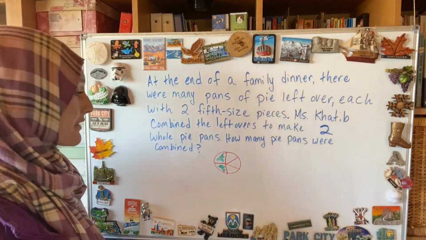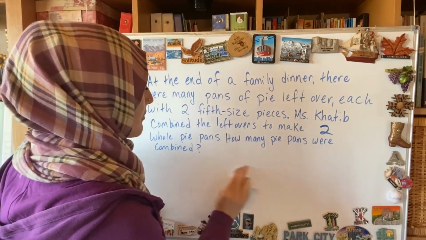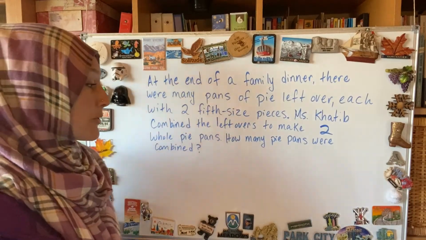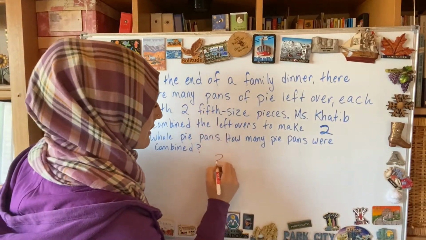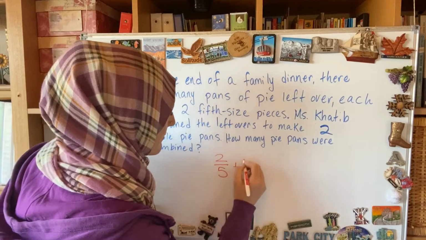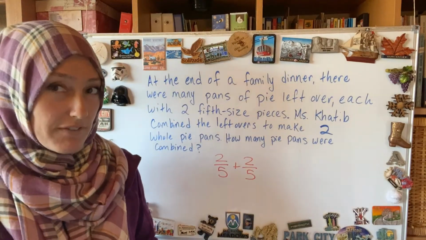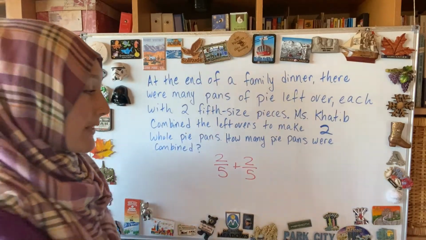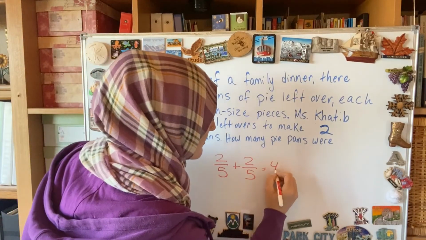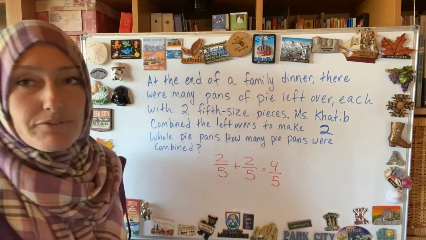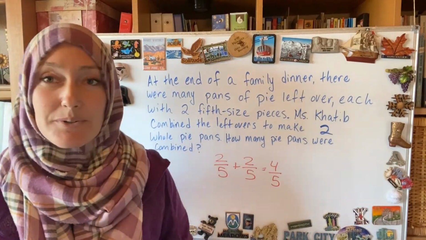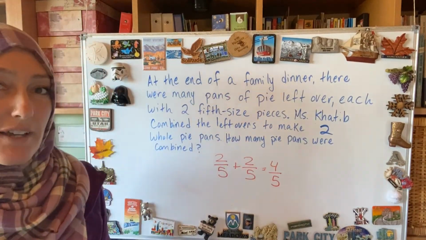So if I just had the numbers, 1 is not enough. What if I had 2 pie pans? So that would be 2/5 and 2/5. If I combine those parts, how much would that be? That would be 4/5. So that also isn't even a full pie. So we have to have more.